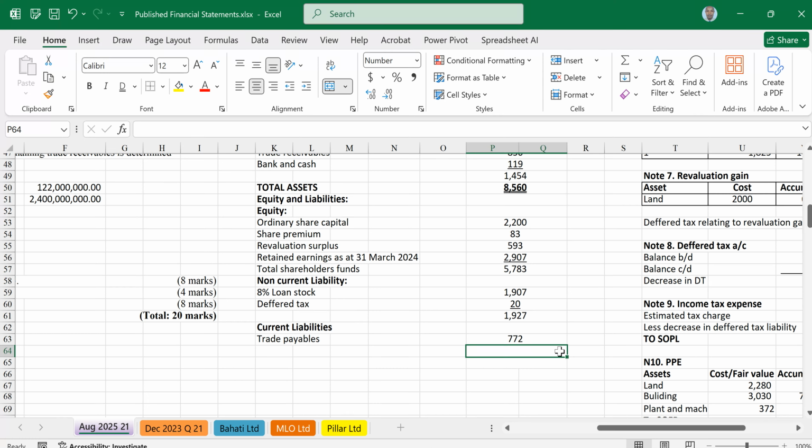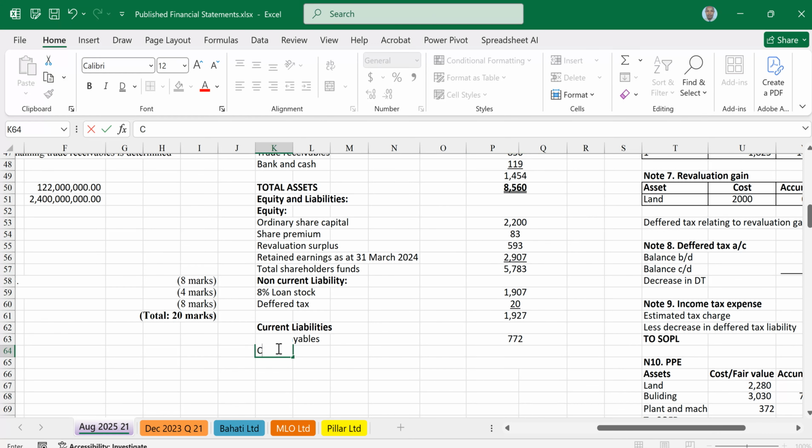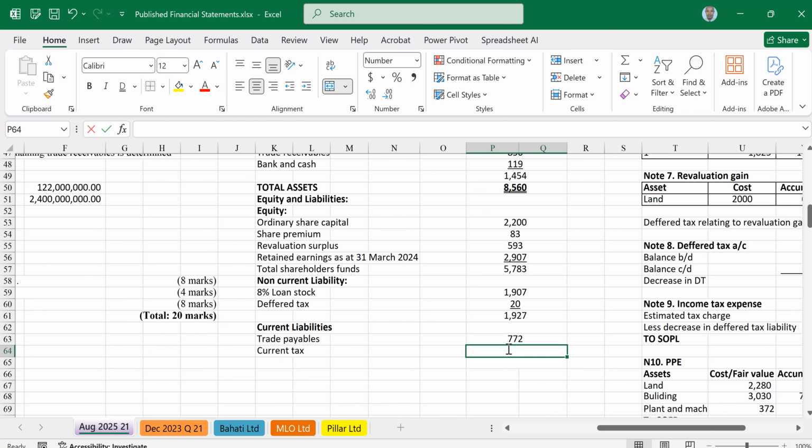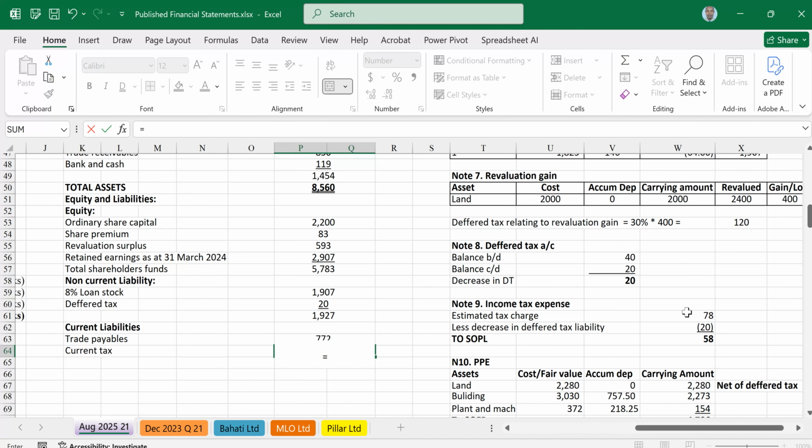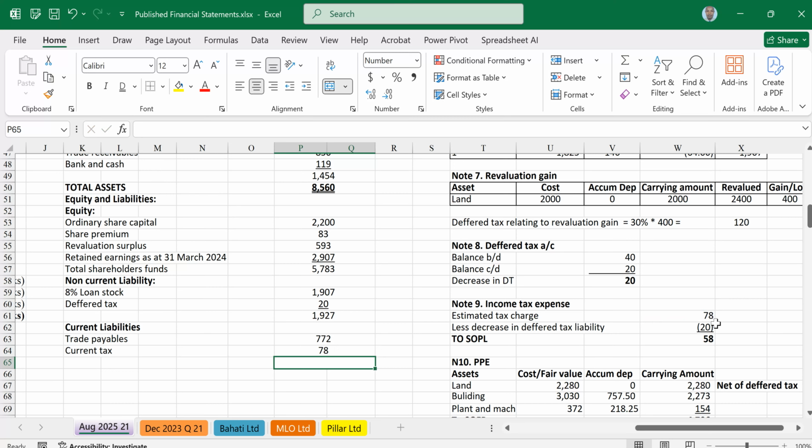Current tax, I'm missing current tax. Now current tax amounted to, still in note 9, the estimated tax charge was 78. That becomes the current tax. 78, this other one here. You just add these two. 850.